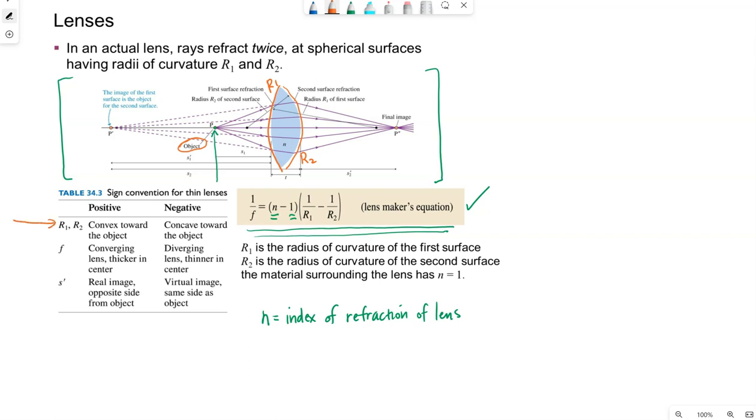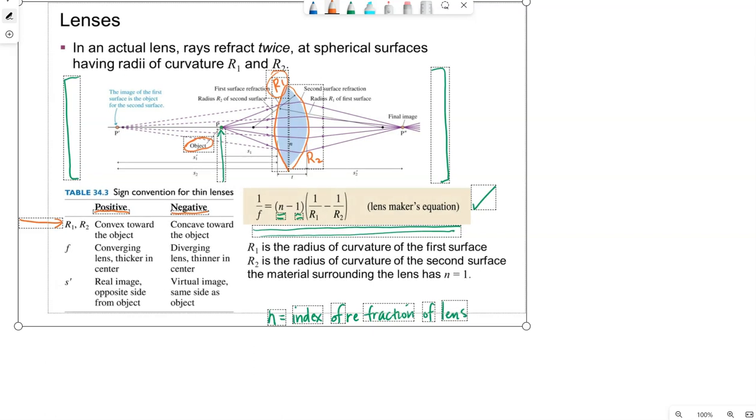And we have designations for the signs. R is considered positive if R is convex towards the object. In this picture, R1 is convex towards the object. Just like a convex mirror, it bends out towards the object. R is negative if that surface is concave, which in this particular case, it is concave, that second surface.